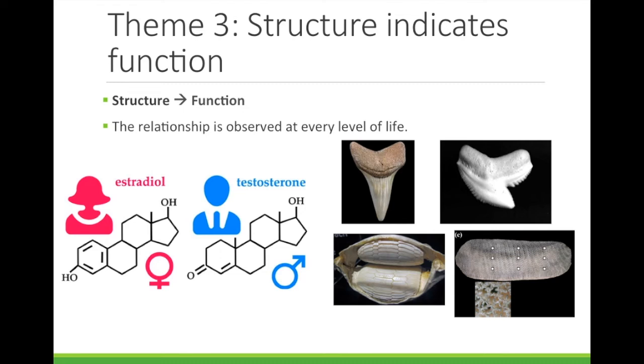On the right are 4 examples of teeth. All of these teeth come from sharks and stingrays. The top left is a mako shark. The mako shark has a long pointed tooth that is well suited to penetrating soft flesh, so mako sharks typically eat soft-bodied fish. The top right is a tiger shark.